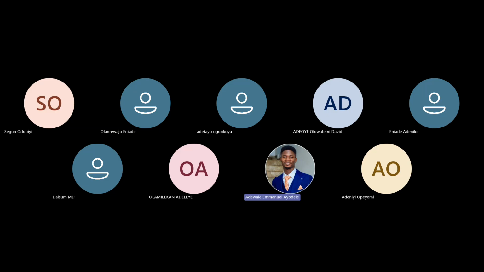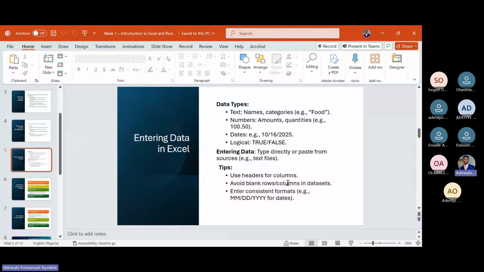So going back to the slide now. The tips are this: you use headers for columns, like I explained. And in your data set, always try to avoid blank rows and columns. This is the building block to what we call data cleaning. That is, you make sure that there are no irrelevant rows or columns empty or blank in your data set. Then enter consistent formats. Like I mentioned the other time, if your date format is month, day, and year, please stick to that.